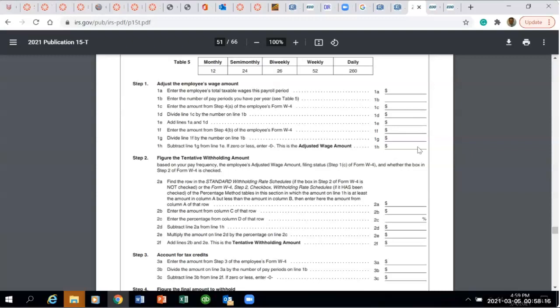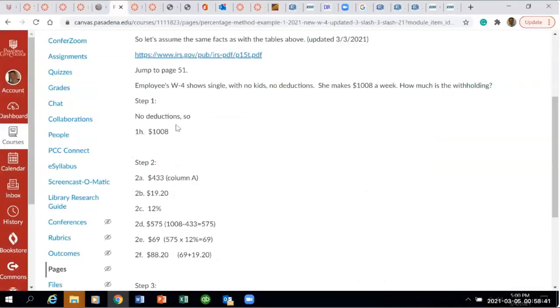Why? Because $1,000 divided by 52 pay periods, that becomes 20 bucks. 20 bucks plus 1,008, that's adjusted wage income. It will increase from $1,008 to $1,028. But in this example, we don't have any adjustment, so we're going to easily skip step one. So step one, no deductions, no adjustments, nothing. So still we are on 1,008.